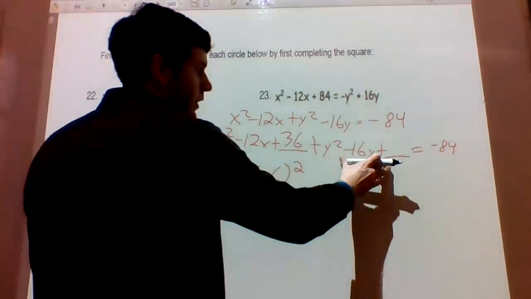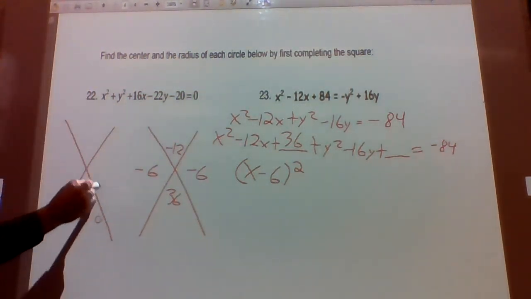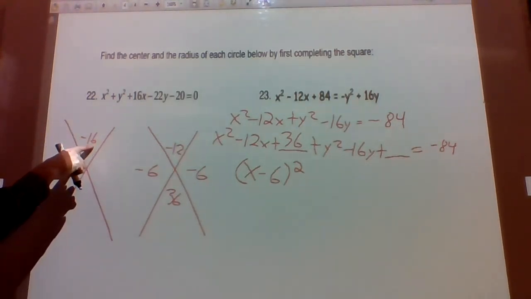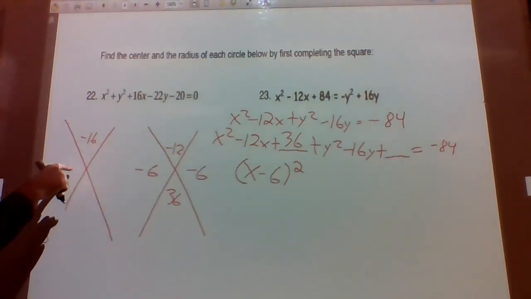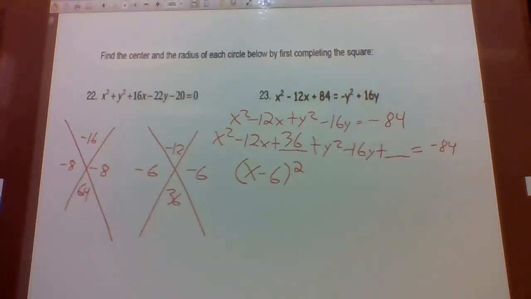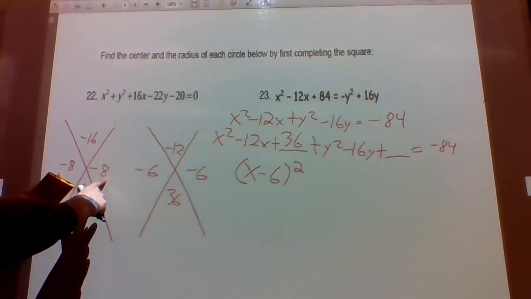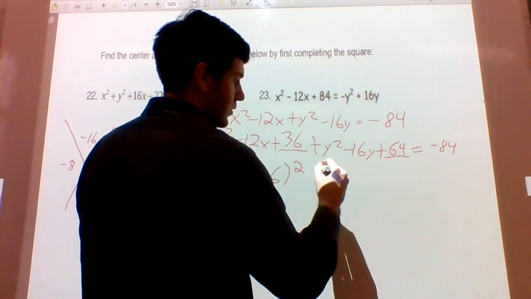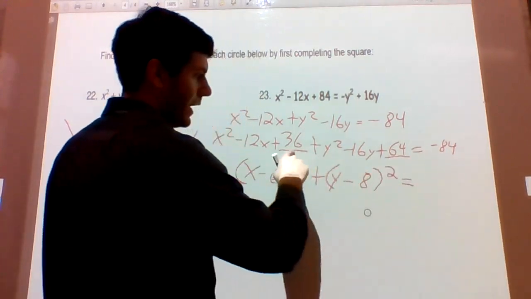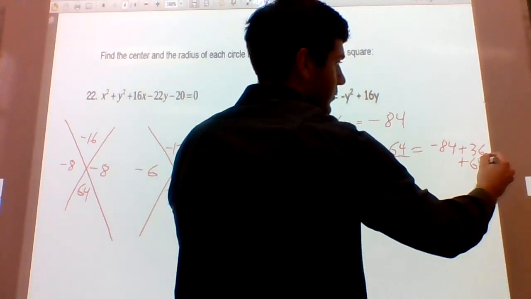Here we want another perfect square, so we divide the 16 by 2. Again, if we were to put a chart here, we have negative 16. If we divide by 2, we would get negative 8. Multiply, we get 64. So the reason we're adding 64 here is so we can have negative 8 and negative 8. So this is going to be y minus 8 squared. If we add 36 to this side, we have to add 36 to the other side. If we add 64 to this side, we have to add 64 to the other side.